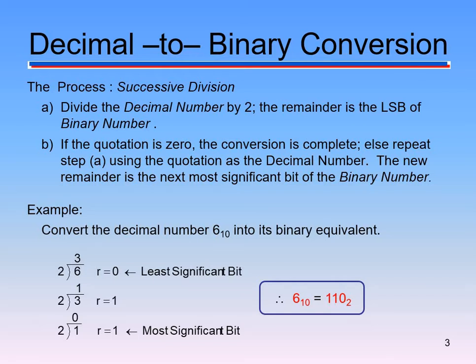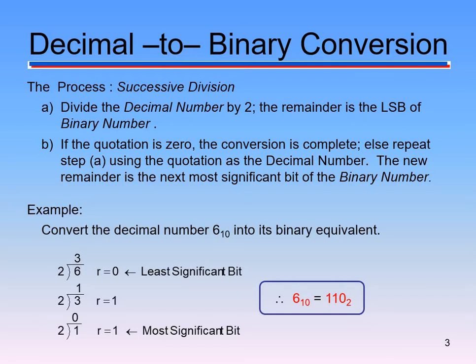Then we take 1 and we divide it by 2. 2 can go into 1 0 times, and we have a remainder of 1, and we write that down. So you can see our remainder sitting there. When we write our answer, we always have to write it from bottom to top. So we're going to write it from most significant bit to least significant bit.